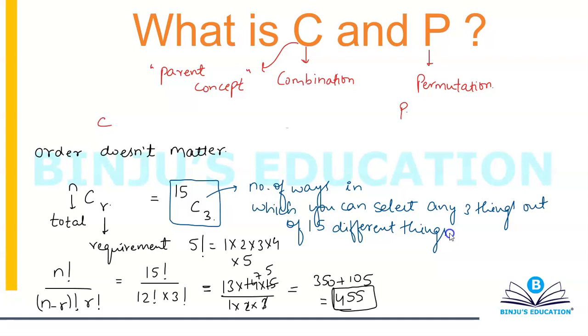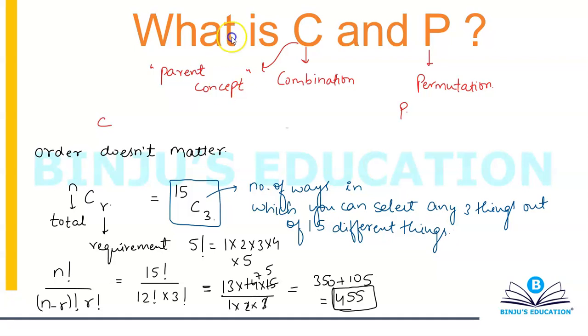455 here is basically, there are 455 ways in which you can call any 3 students out of a given 15 students. There are basically 455 different ways in which you can call any 3 students out of a given 15 students. This is the literal meaning of nCr, or 15C3 in this case.